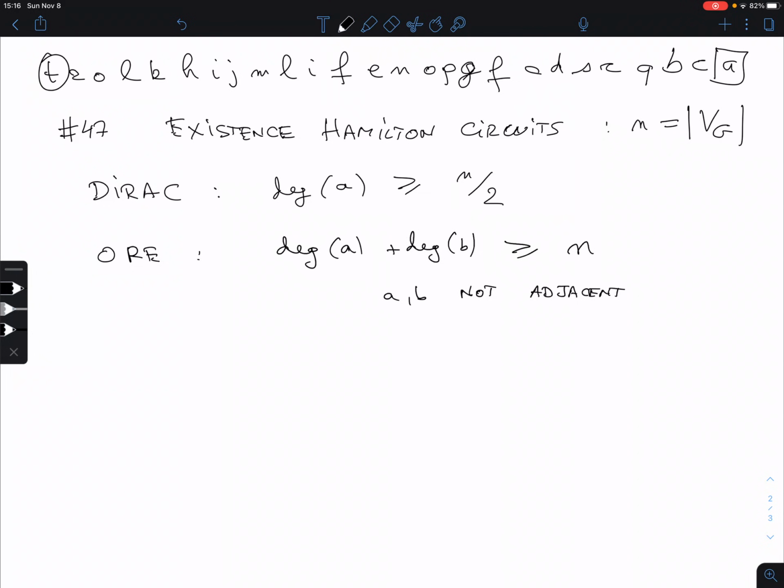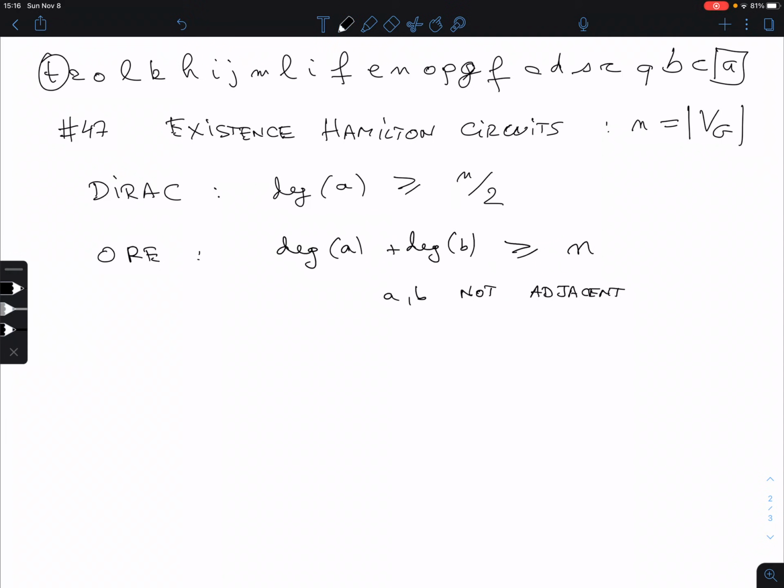Now, there is one thing that the book already mentions, and let me explain it quickly: if the Dirac condition holds, the Ore condition holds too. Let's think about that. If every vertex has degree at least n over 2, then each of these two is at least n over 2, so if you add them, it's at least n, and that's exactly what the condition says. So if Dirac holds, Ore automatically holds, for all vertices, not just for those that are not adjacent. Okay, so let's look at the examples.